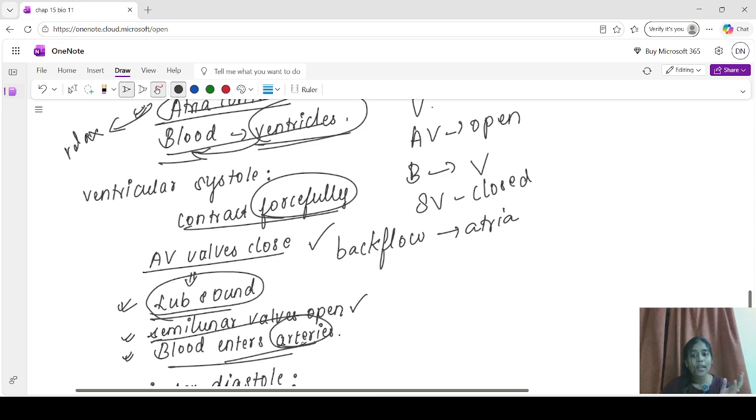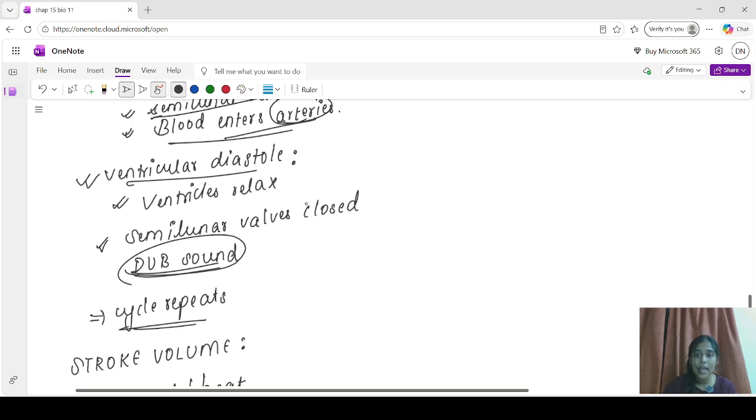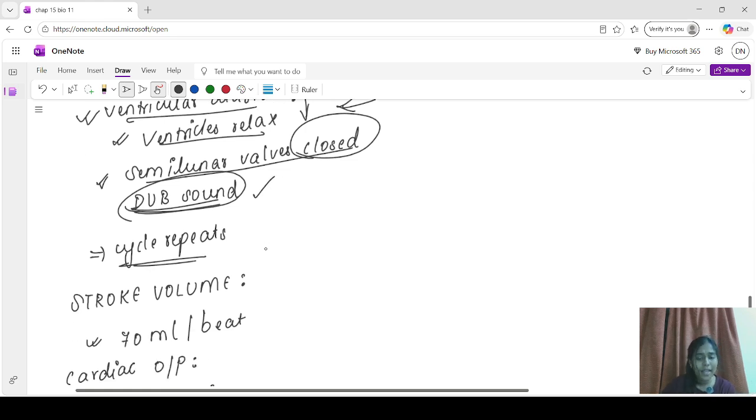And what happens in the ventricular diastole? The ventricles will be relaxed and the ventricular pressure will suddenly decrease. Blood present in the arteries tends to move backward. To prevent this, the semilunar valve will be closed. This is reflected in the dub sound, and then the cycle repeats.